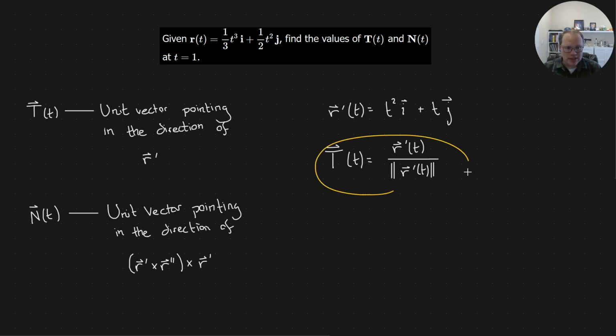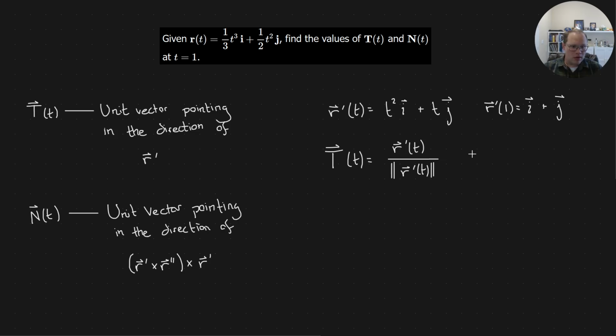All right, now I could do this, and this is fantastic. But it's actually a little bit easier, since I'm done taking derivatives, if I plug in the 1 first. If I plug in the 1 first, then I don't have to worry about so many t's. So if I plug in 1 into r prime of 1, I get 1 squared i, or just i, plus 1 times j, which is just j. So it's i plus j, or if you use the angle bracket notation, the vector 1, 1.